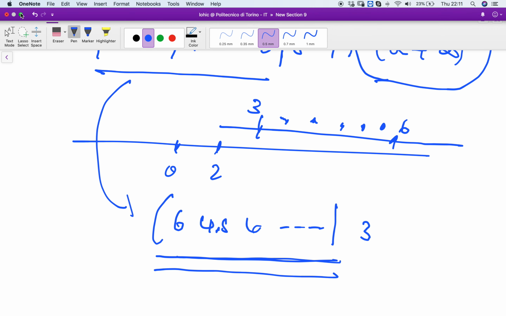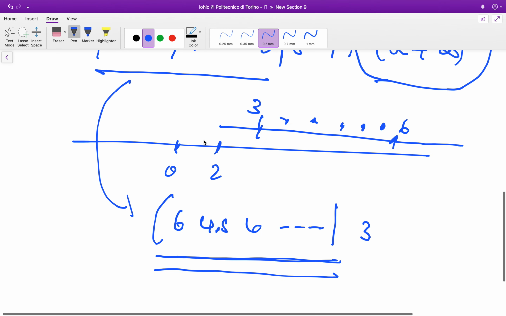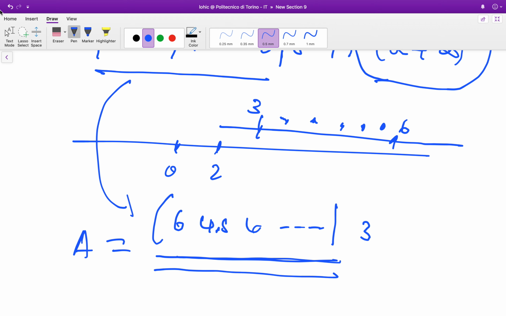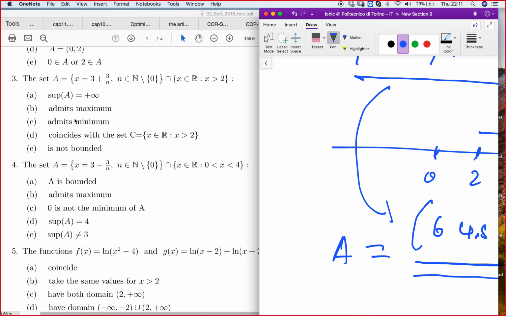So let's go back to the question. The second statement says the sup of A is plus infinity. Is that true? We saw that A is just this set. The supremum of A is how much? Yes, the supremum of A is 6, as my student said. So A is false. B, A admits a maximum. Yes or not? Yes.